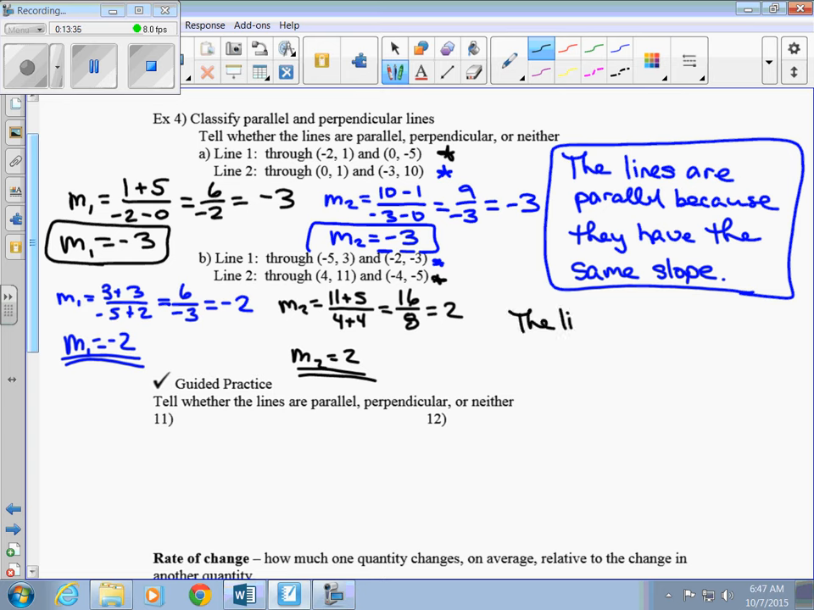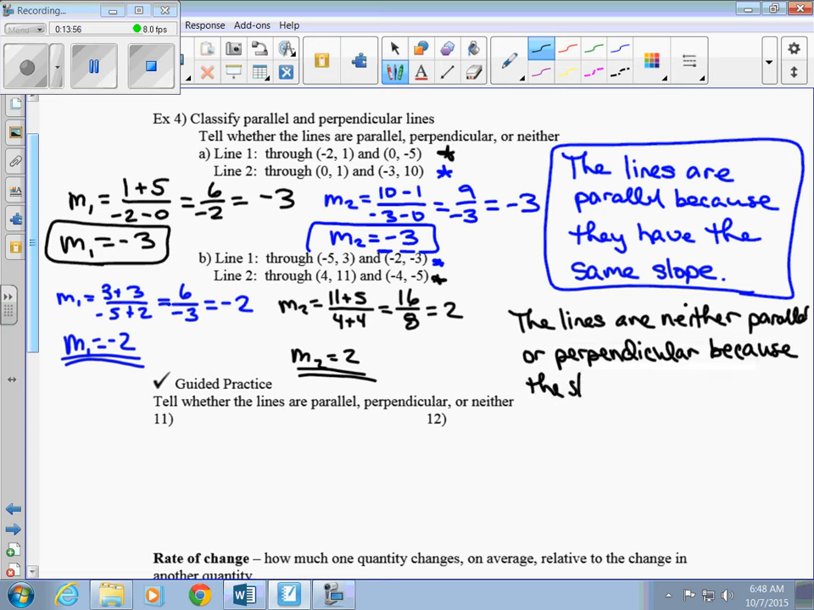So the lines are neither parallel or perpendicular because the slopes are not the same and they are not opposite reciprocals.